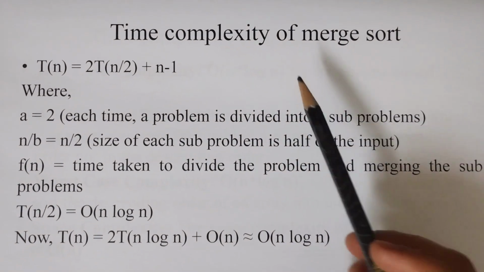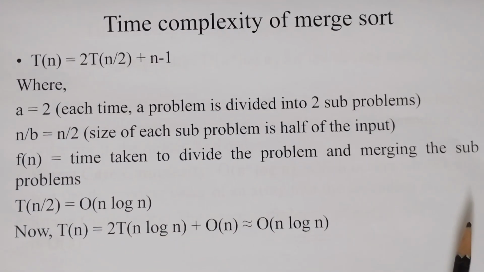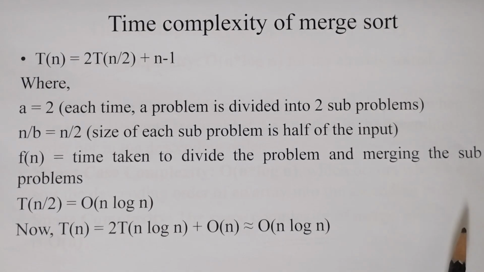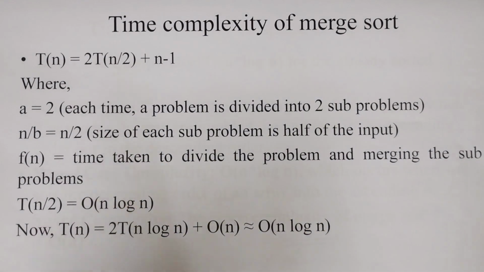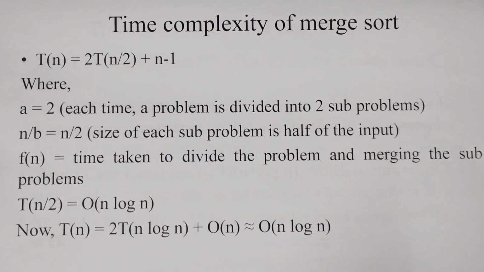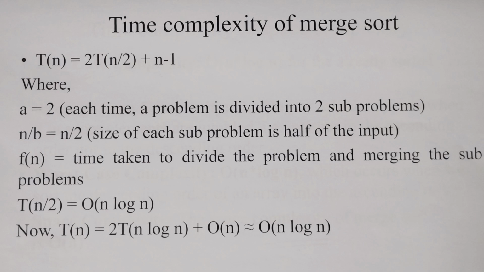And the last is the time complexity of merge sort. So how do we find the time complexity of merge sort? As we know, when we are going for divide and conquer, we can find the recurrence relation for that algorithm, and based on that recurrence relation we can find the time complexity of an algorithm. When we have a divide and conquer recurrence relation, we can apply Master's theorem for that particular recurrence relation and find the time complexity easily.